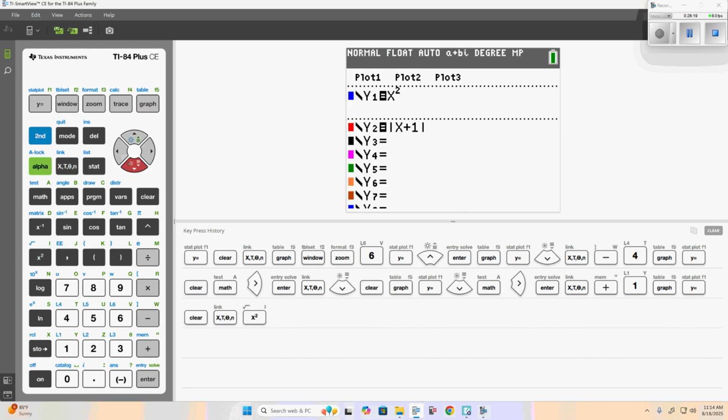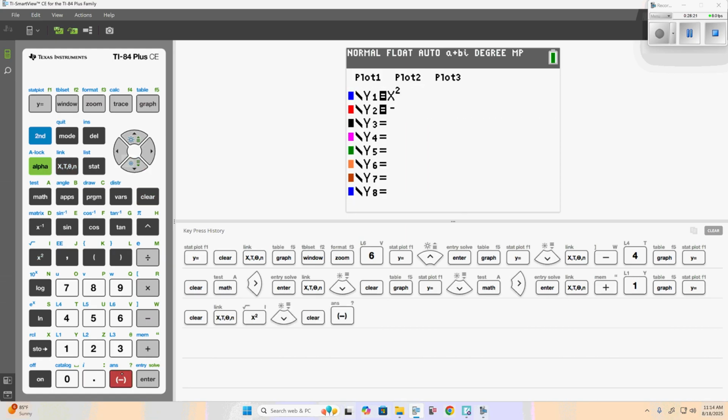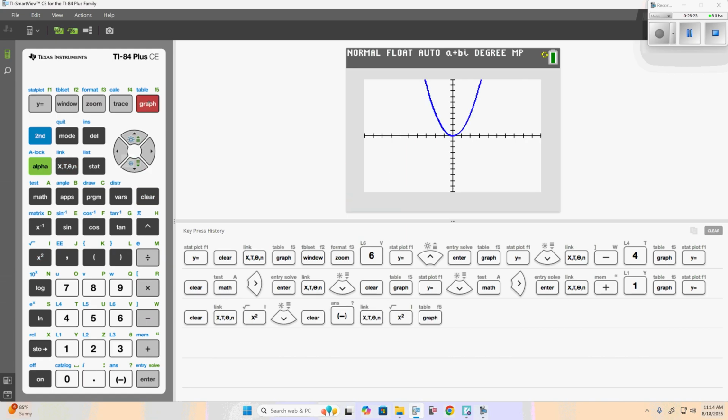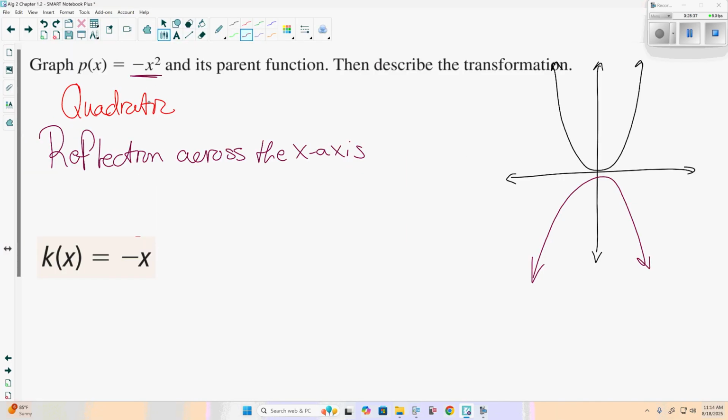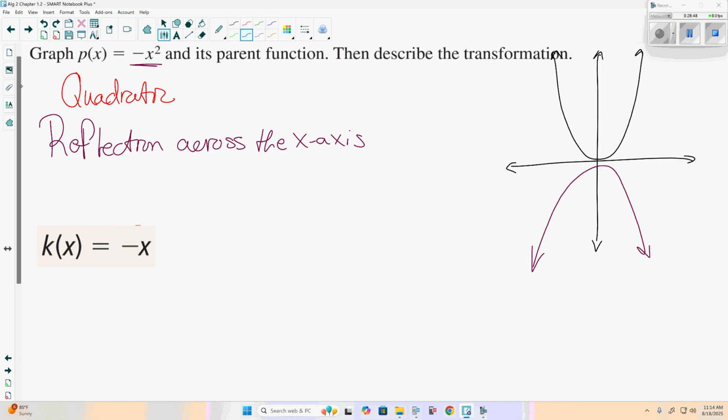Negative x squared. So the blue one's our parent function, our x squared. It's opening up. Our negative x squared did indeed open down. We reflected it across that line. We reflected it across the x-axis, giving us our new function. Questions on this here? Questions on anything we've done so far? All right, let's look at the next one.